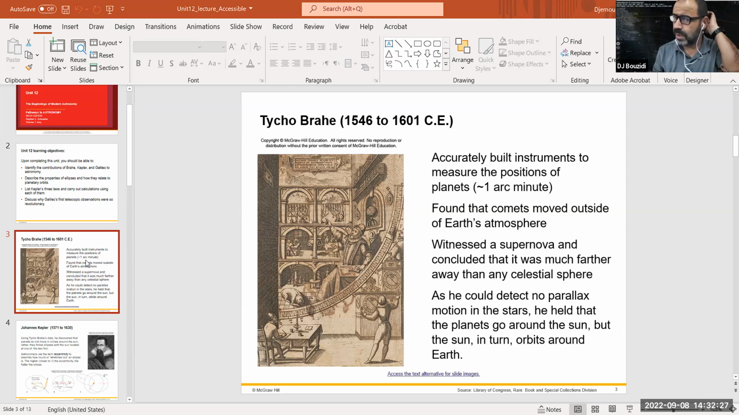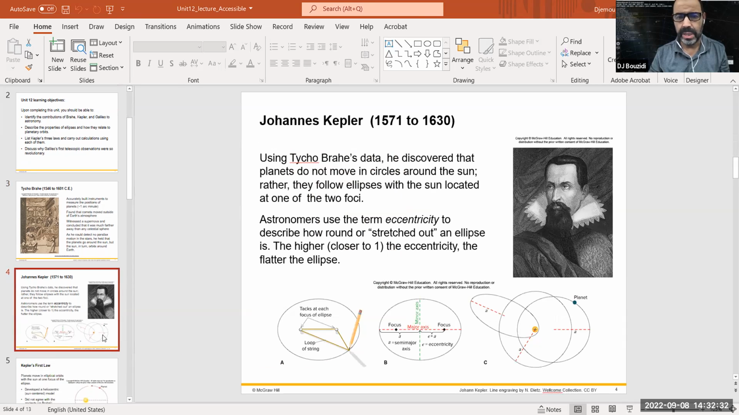Okay, he witnessed the supernovae because he was doing continuous observations. Later on, he hired Kepler to work with him on the data. He protected the data. He didn't want to give Mr. Kepler all the data because he thought he wasn't going to get the recognition he deserved. Mr. Kepler did not have access to all of the data until Mr. Tycho Brahe passed away. Then he took the data and started analyzing it.